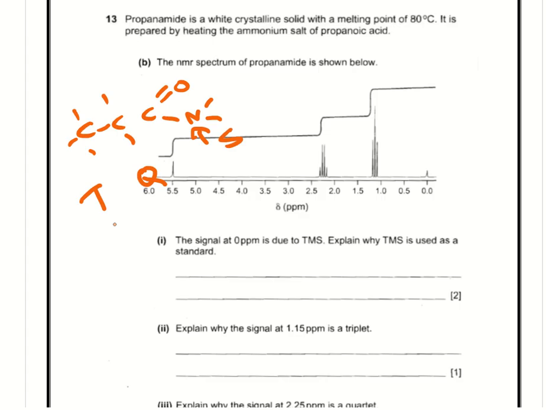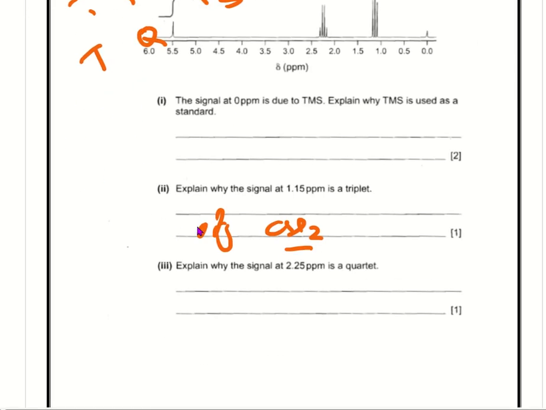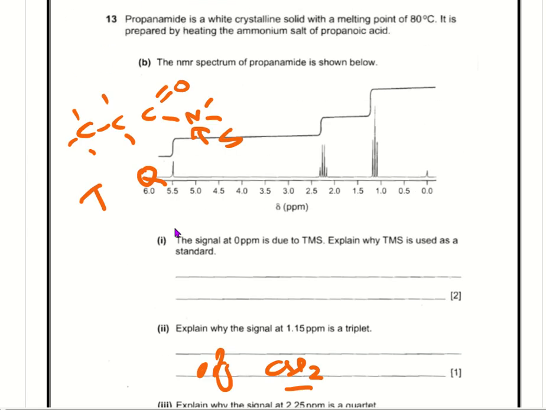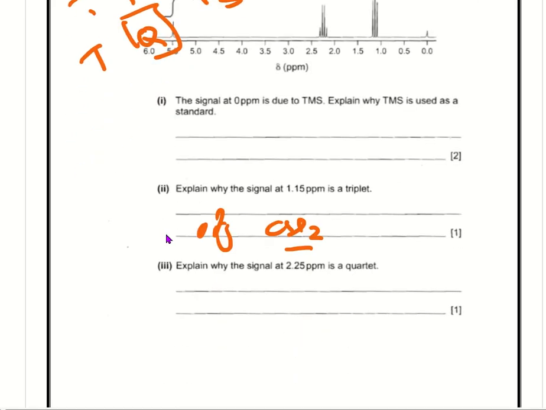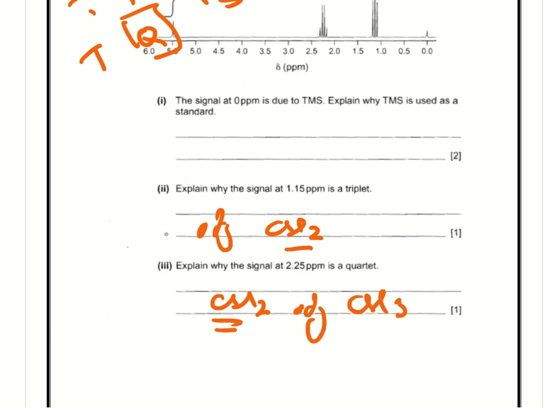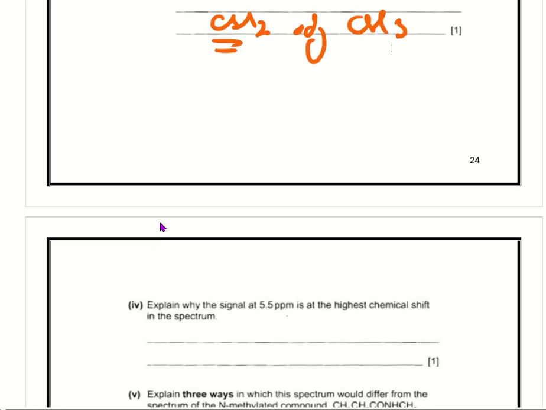Okay, so why do we have a triplet? Well, simply because it's adjacent. It's a CH3, it's adjacent to a CH2. So you have 2 hydrogens on the adjacent environment. Why is the signal at 2.25 a quartet? Well, it's a quartet because it's a CH2 adjacent to a CH3. So 3 hydrogens on the adjacent environment.